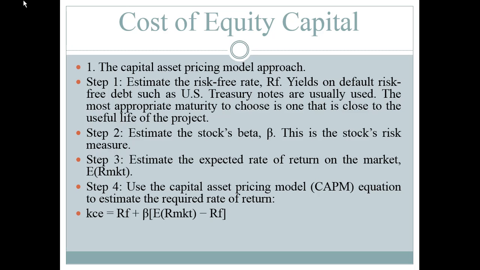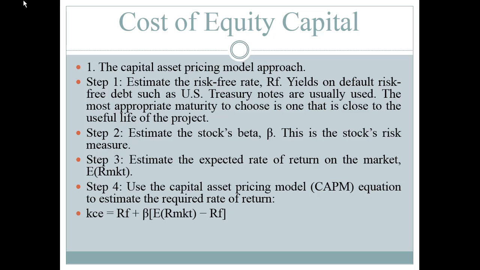Secondly, you have to estimate the stock's beta. This is the stock's risk measure. Okay, so you have to estimate the beta of the stock. Thirdly, you have to estimate the expected rate of return on the market. All right. And then number 4, you use the CAPM equation to estimate the required rate of return.